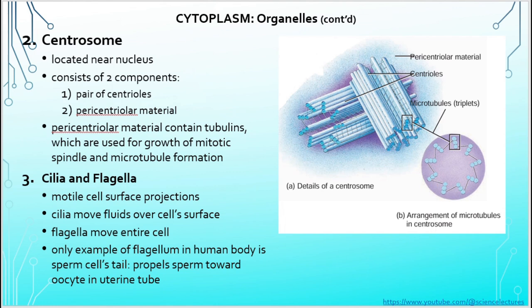Flagella are very similar in structure to cilia but are typically much longer. Flagella usually move an entire cell in forward motion. The only example of a flagellum in the human body is the sperm cell's tail, which propels the sperm toward the oocyte in the uterine tube.